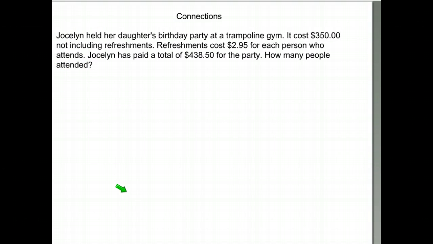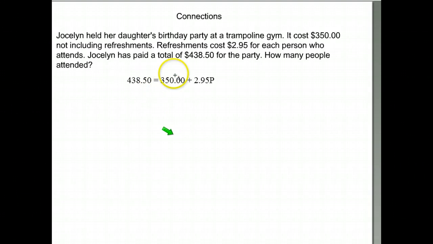So this is another one of those where we have to set up an equation. She paid a total of $438.50. Now that included renting the place for $350 plus $2.95 for each person that was there. Now they didn't tell us how many people? That's what we're trying to find. So we've set up this equation. We need to solve to find P.